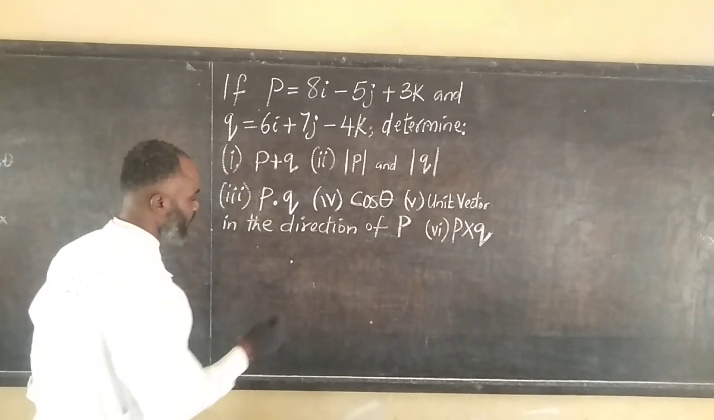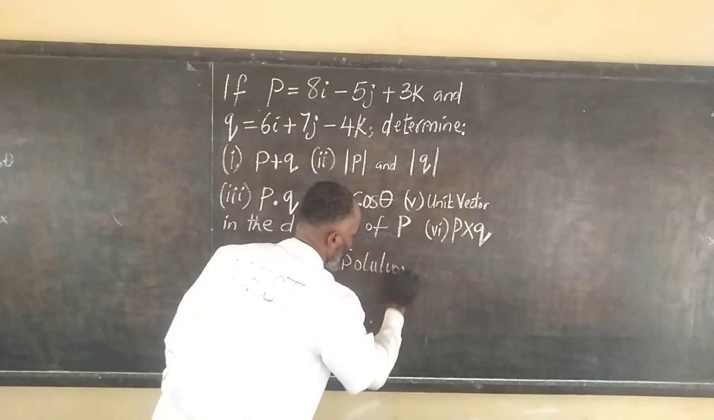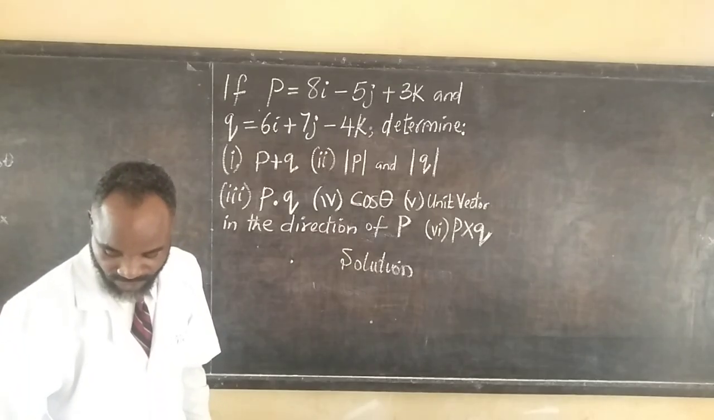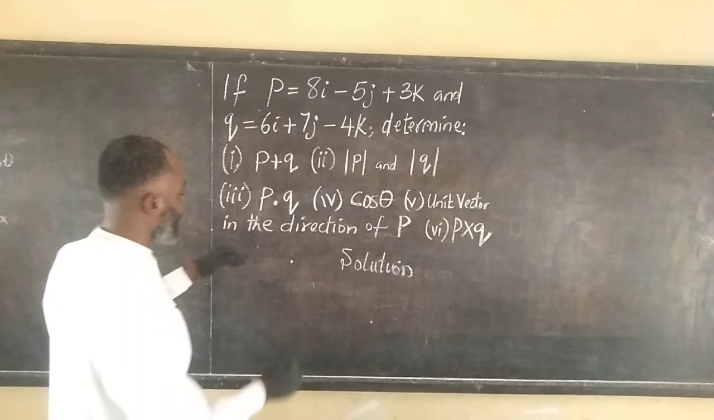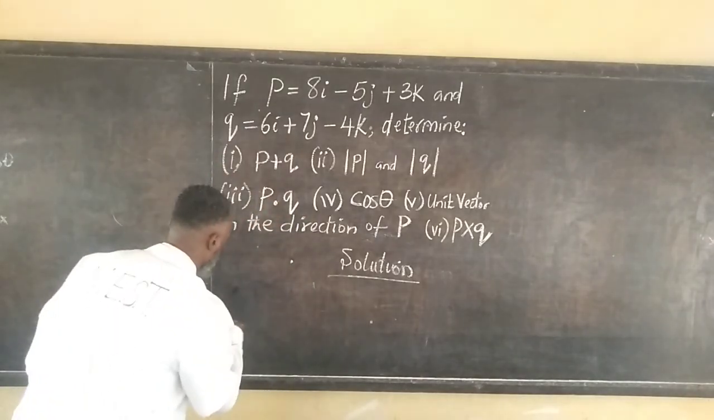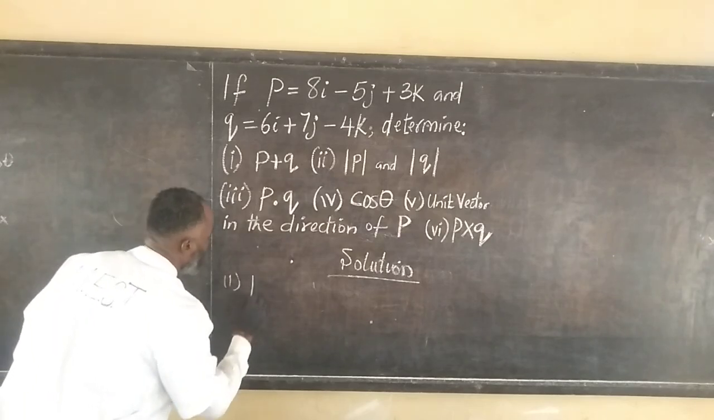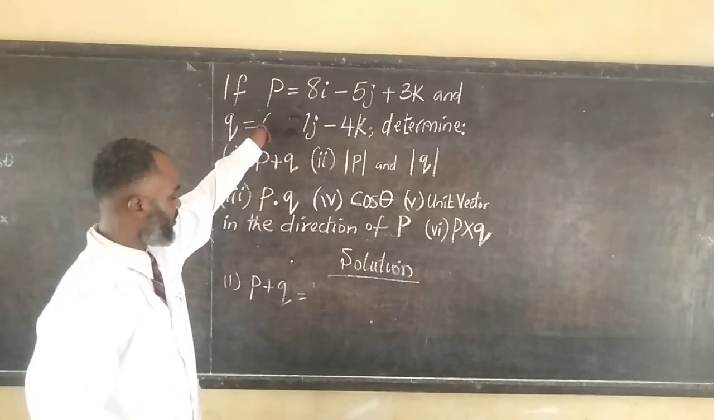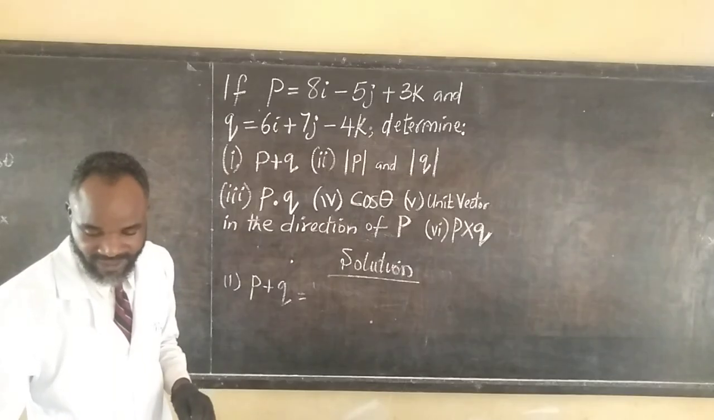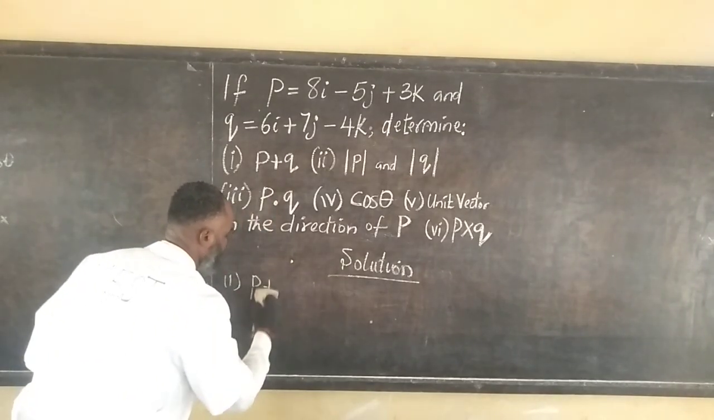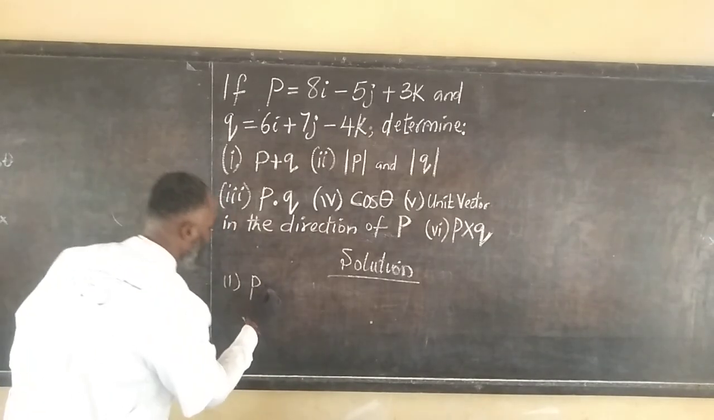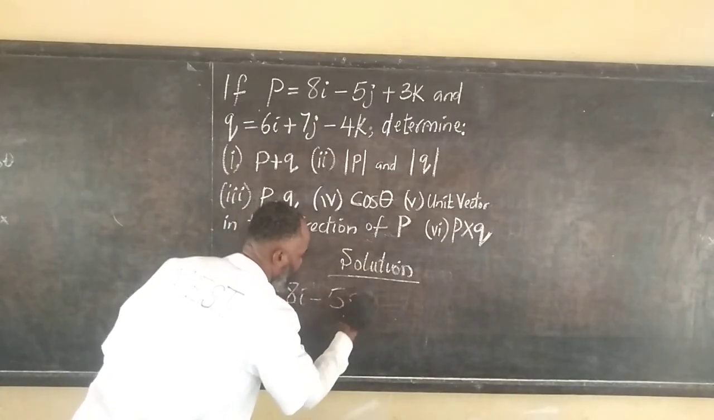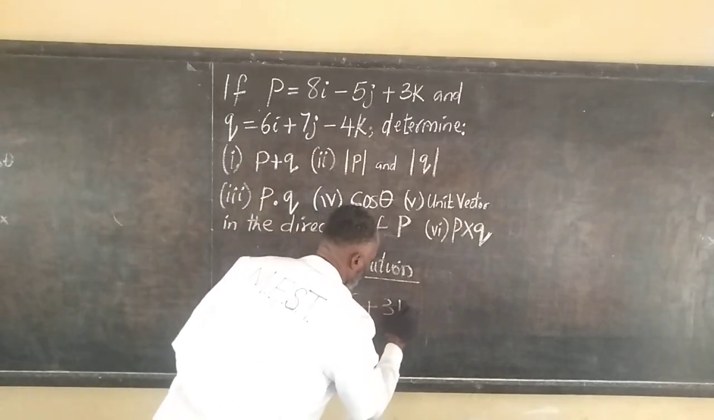So let's begin with number one. We write solution. That's the first thing to do. Our solution is going to be in such a way as to identify each of these letters. So the first one is P. We are solving question number one, which is P plus Q. Let's first of all write the individual letters out before we work it out. So for P, we have 8I minus 5J plus 3K, right?